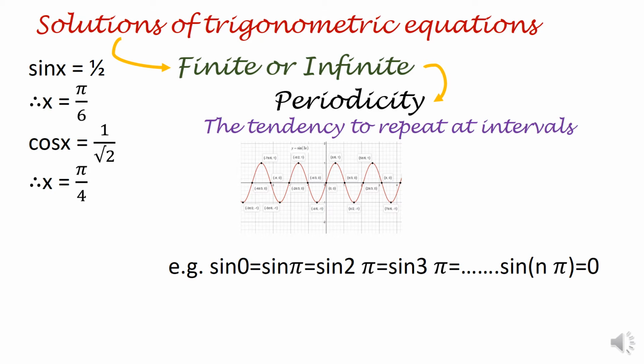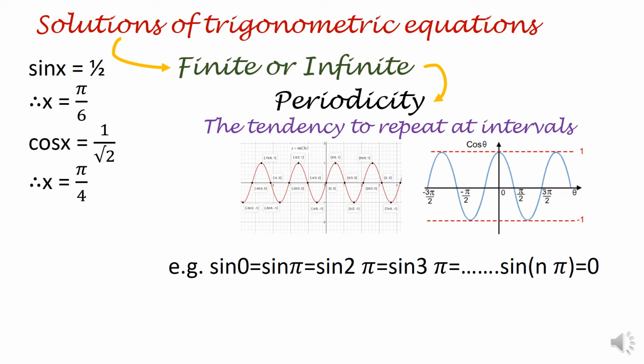Thus, for example, sin 0, sin pi, sin 2 pi, sin 3 pi, generalizing sin n pi, all of them have value 0. Thus, angles of sine functions have the habit of repeating at regular intervals. Many of the sine angles have the same value, in other words. The same thing can be said for cos functions also. As you can see from the graph, cos of various angles have a tendency to repeat at regular intervals. Thus, trigonometric functions are periodic in nature, we can see.